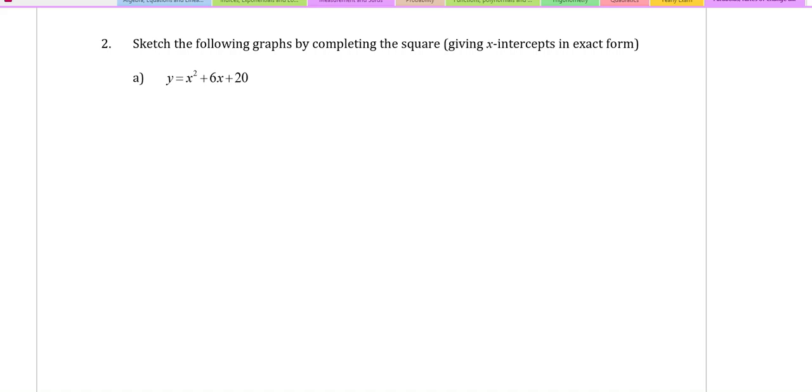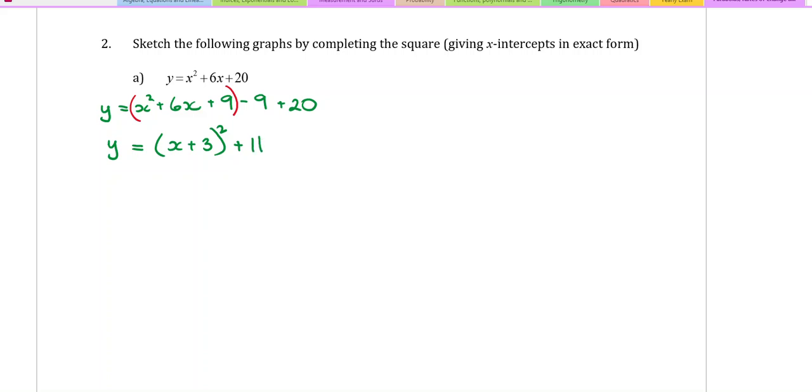Okay, so to complete the square, we're going to start with y equals x squared plus 6x, the first two terms. Then we are going to halve the 6 and square it, which makes 9. So I'm going to add 9, I'm going to straight away take away the 9 again, and the plus 20 is sitting on the end. The first three terms make my perfect square. So factorizing, I will get x plus 3 in brackets squared. Negative 9 plus 20 is a positive 11.